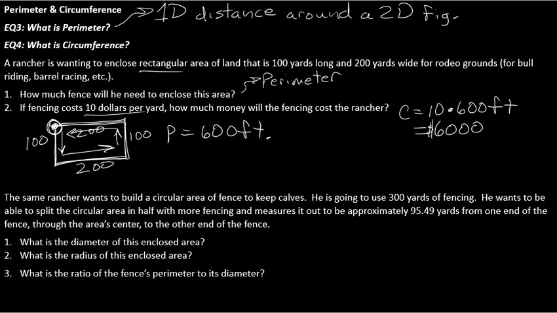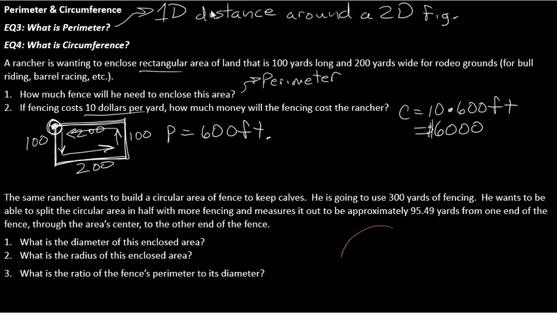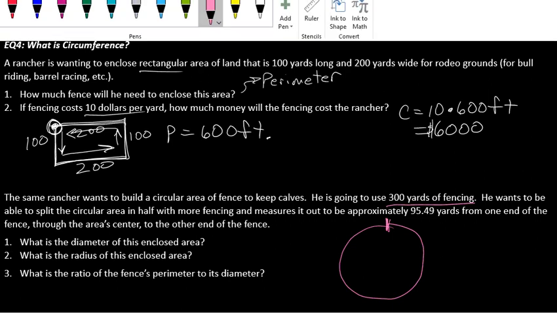Okay, so the same rancher now wants to build a circular area of fence to keep calves. He's going to use 300 yards of fencing. Okay, so circular area, right? And the distance from here all the way around is going to be 300 yards. Okay, 300 yards of fencing to enclose this area. He wants to be able to split the circular area in half with more fencing later on.